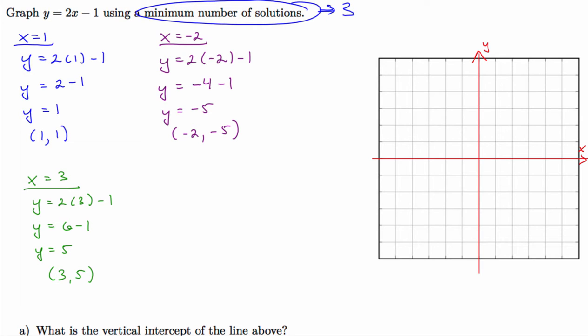Looking at the x and y coordinates I have, they all fit between negative 6 and 6. So I'll begin labeling the x-axis using a scale of 1s, so 1, 2, 3, and the y-axis using a scale of 1s, 1, 2, 3.